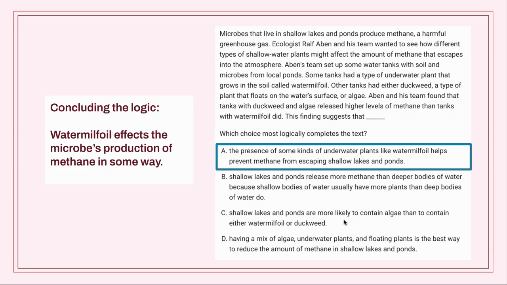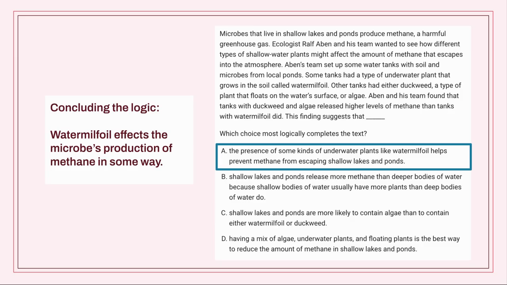Shallow lakes and ponds are more likely to contain algae than to contain either water milfoil or duckweed. Maybe, but we don't really know that. It doesn't really talk about if certain plants are more frequently seen in certain bodies of water. Also, that's not what this finding is suggesting. The direct inference you should be making is about the methane levels. How do they affect the methane levels? That's what this entire passage is all about, right? It's not about which plants show up more in different lakes or ponds.